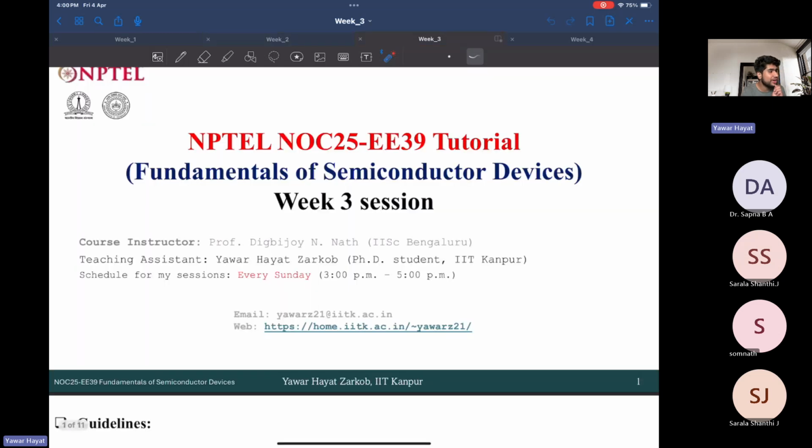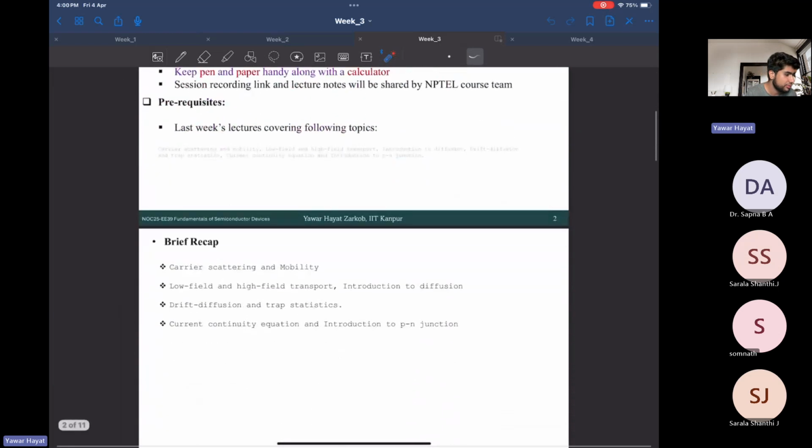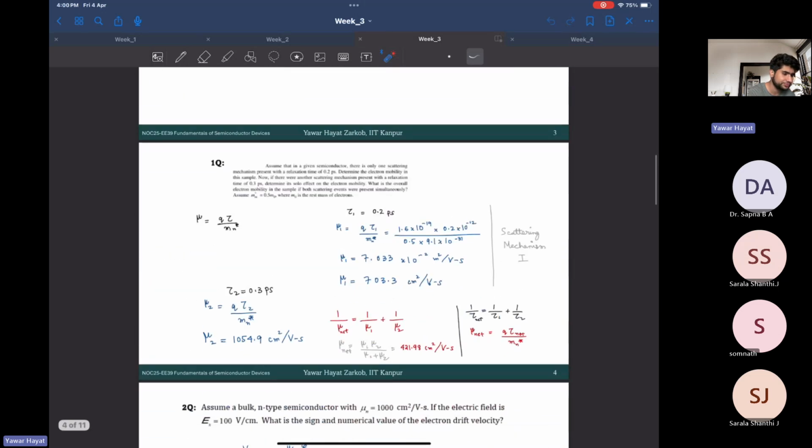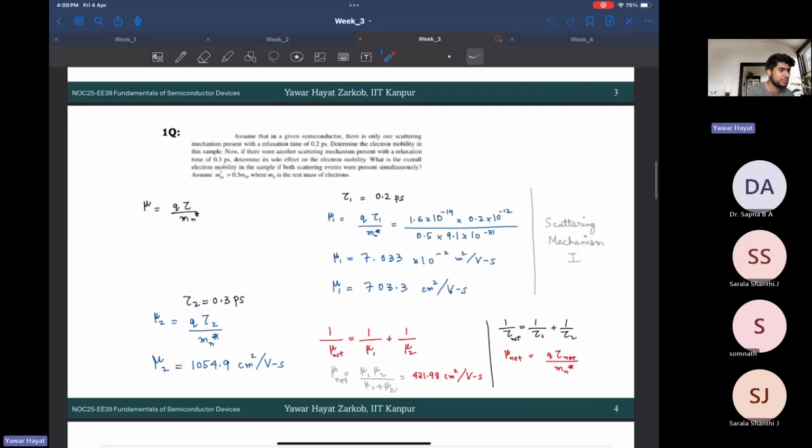So we took around 1 hour for the 2 sessions. We need to move faster. So now we have carrier scattering and mobility, low field and high field transport, introduction to diffusion, drift diffusion and trap statistics, current continuity equation, and introduction to the PN junction. Okay. So this was the problem, right?